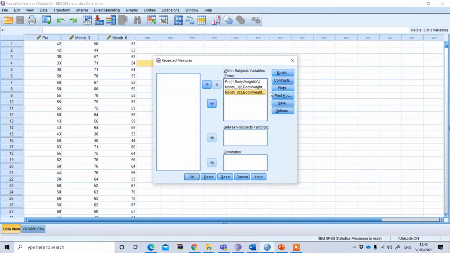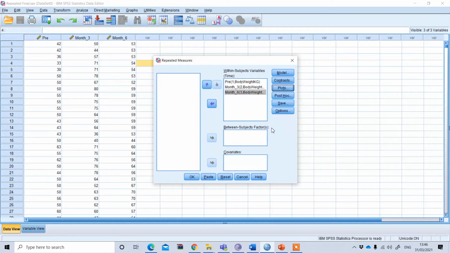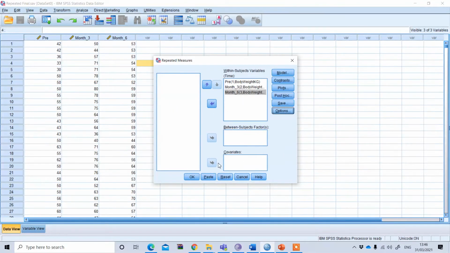Now under these different options, I will click on Plots, and I put time on the horizontal axis, and then press add, and then continue. Next I will click Options, and under Options I will click time, and I will send it to the display means for compare main effects. I can choose any of these, so I'm just clicking Bonferroni, and under the display options I am clicking descriptive statistics and estimates of effect size, then continue and OK.